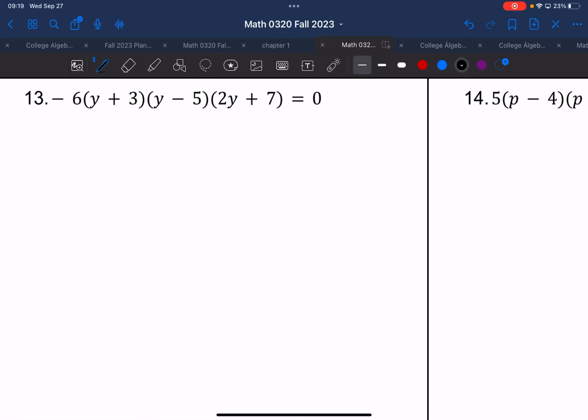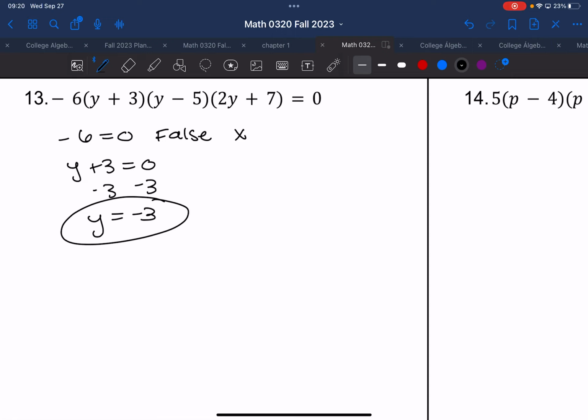Okay. Remember, for showing my work purposes, I still am going to set that negative 6 equal to 0, even though it's false. So negative 6 equals 0. That's a false statement, so I ignore it. And then I do y plus 3 equals 0, which if I subtract 3 over, gives me y equals negative 3.